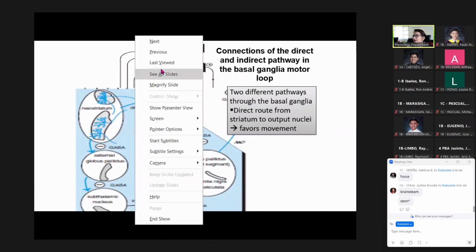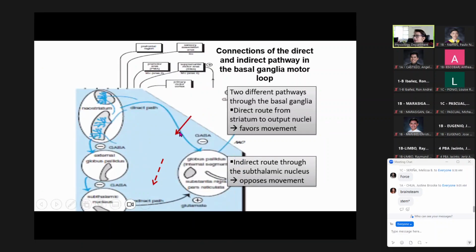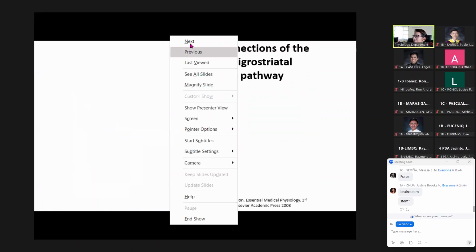So these are the two different pathways, direct and indirect. But as you can see here, itong direct na to will favor movement, the indirect will oppose movement. How will that happen? You should understand the signs. Negative, negative, positive.